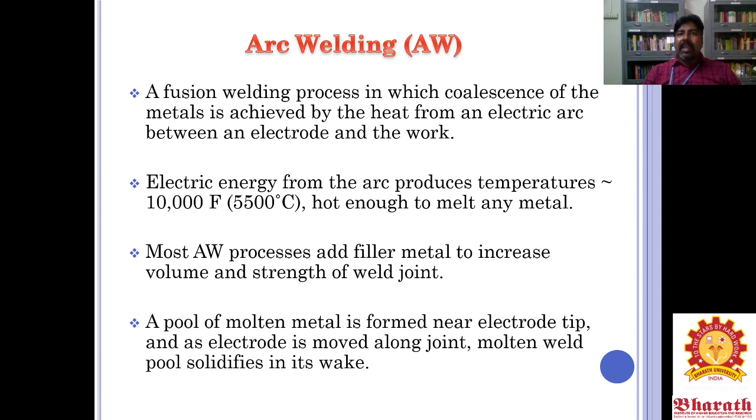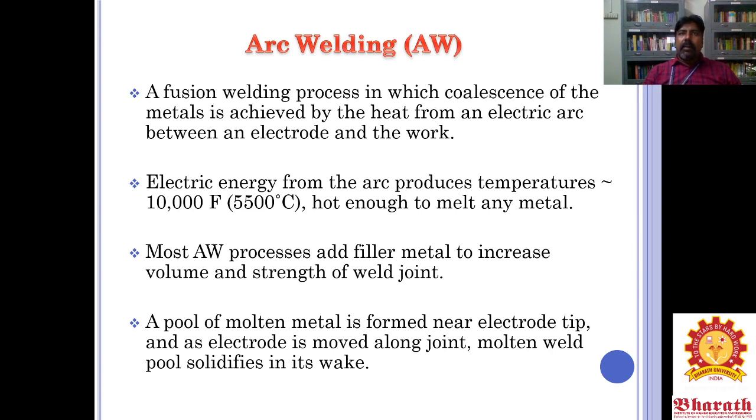The electrode and the workpiece are brought near, with a small air gap of around 3 mm. Around 3 mm approximately, it tends to produce an electric arc. So how is it produced? The current is passed through the workpiece and the electrode to produce an electric arc.